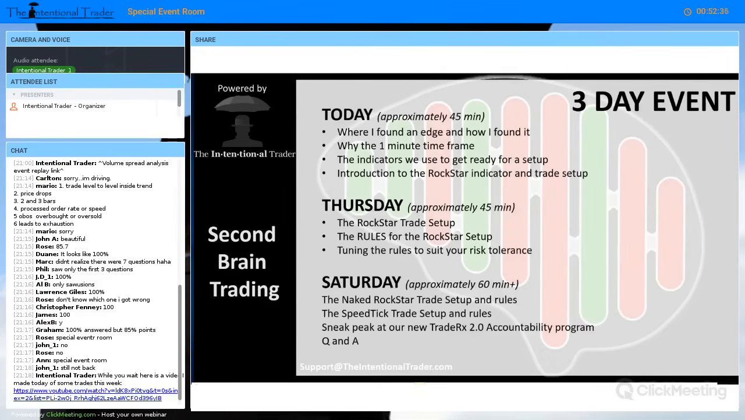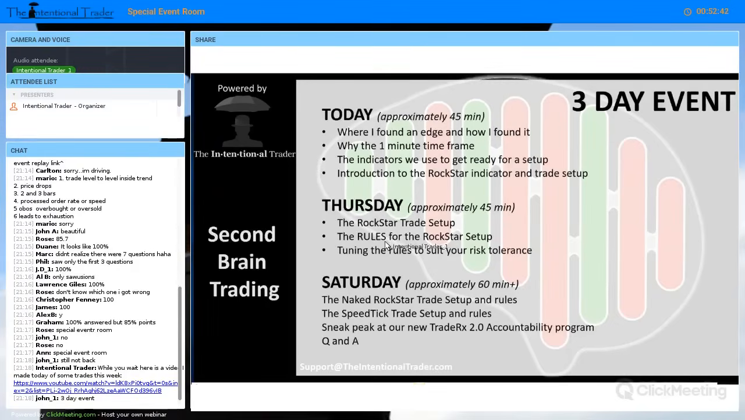All right, so we're going to talk about the Rockstar specifically. We're going to talk about the rules of the star, and we're going to give you options on how to tune those rules to suit your risk tolerance. We do have rules for our trade setups, but after you've gotten comfortable with the setups, after you understand when they occur and why they occur, we give you some options to think about for tuning them to your own needs.